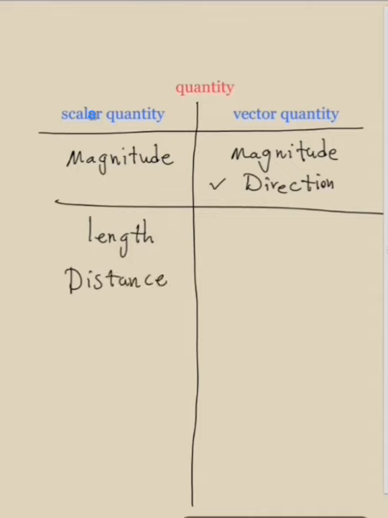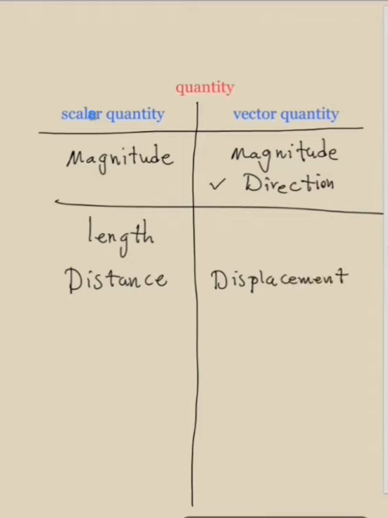But let's say, for example, the car has been displaced 4 kilometers east and 20 kilometers north. So since we were able to apply direction to displacement, displacement is a vector quantity.